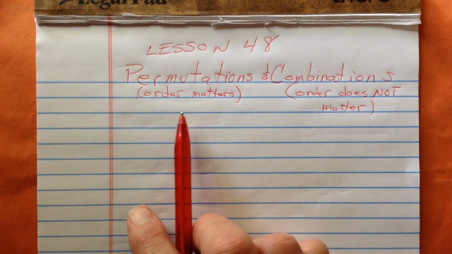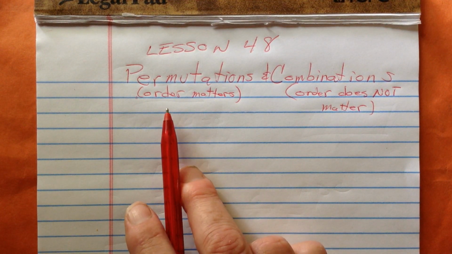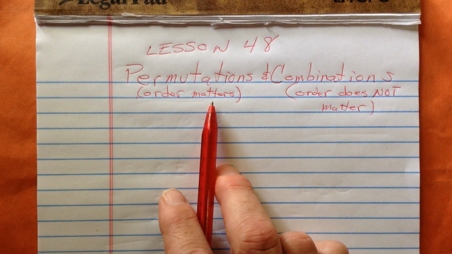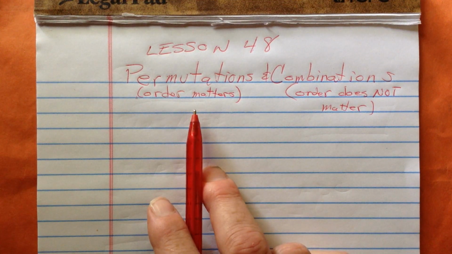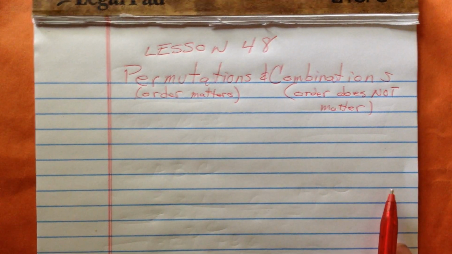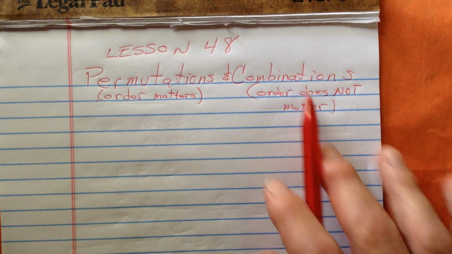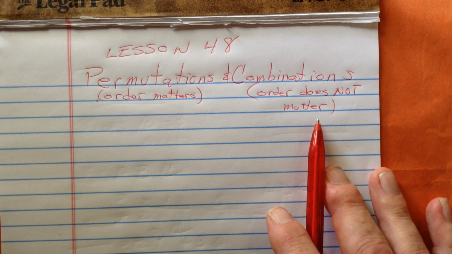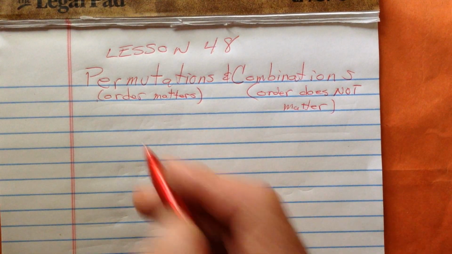When you have a set of numbers, or a set of items, where the order of the items matters, that would be called a permutation. If the order does not matter, then it's a combination of the items. To show you, let's say you have an example of a permutation.